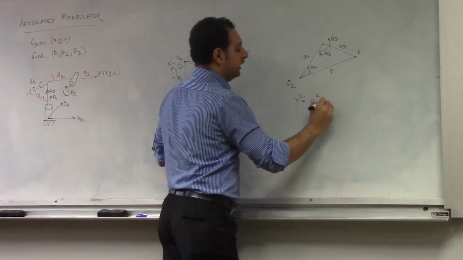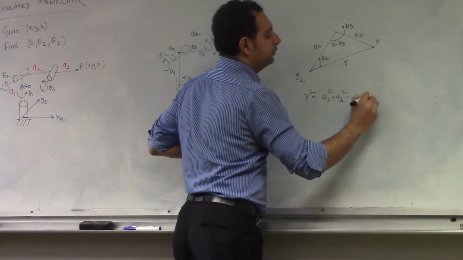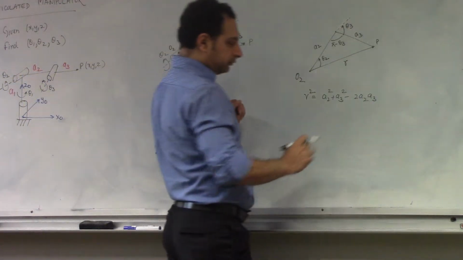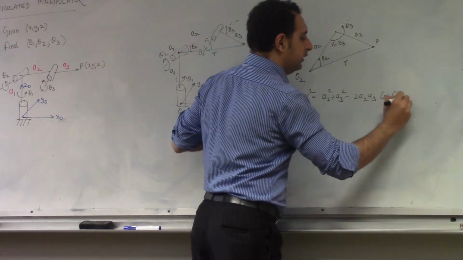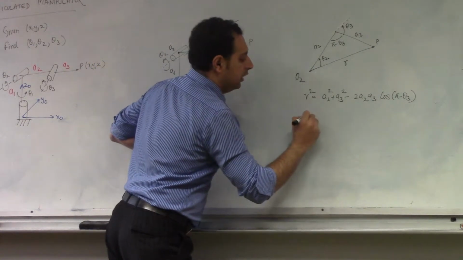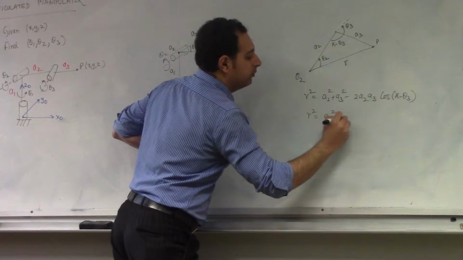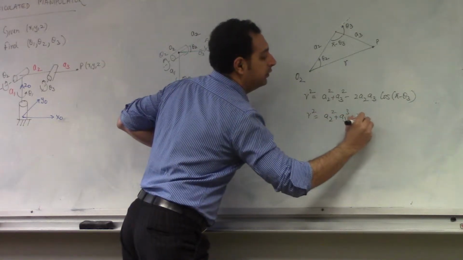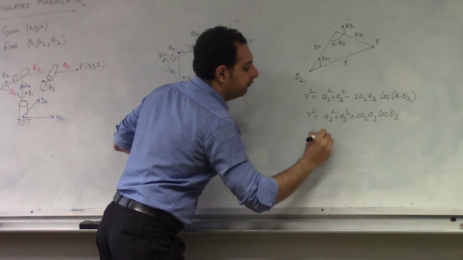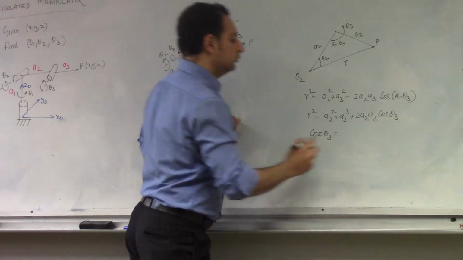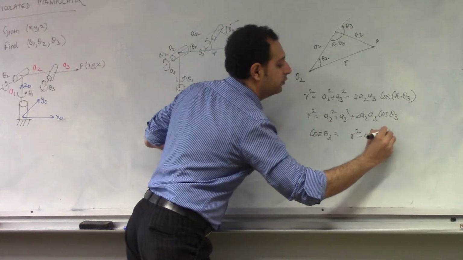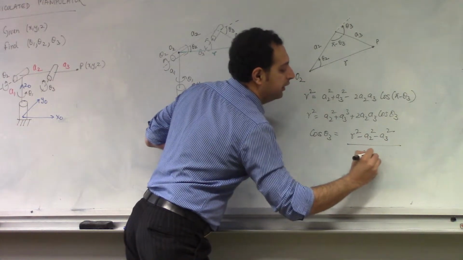So r square will be equal to a2 square plus a3 square minus 2 a2 a3 cos of pi minus theta 3. Okay? So r square will be equal to a2 square plus a3 square plus 2 a2 a3 cos theta 3, or cos theta 3 will be equal to r square minus a2 square minus a3 square divided by 2 a2 a3.